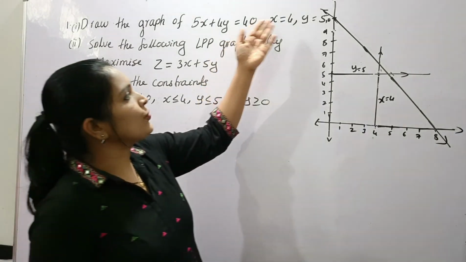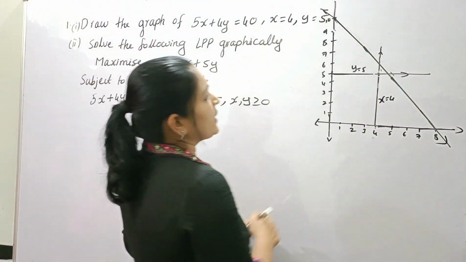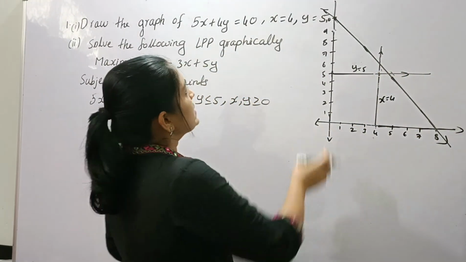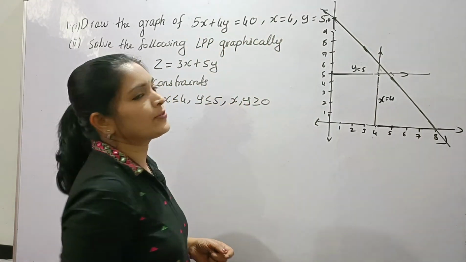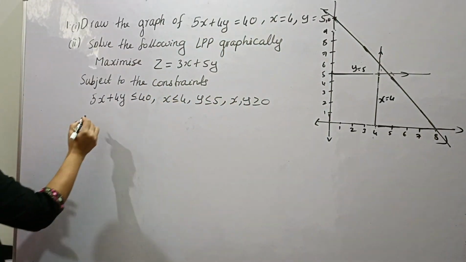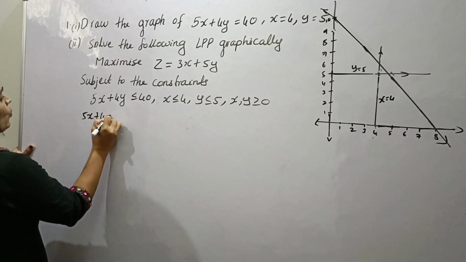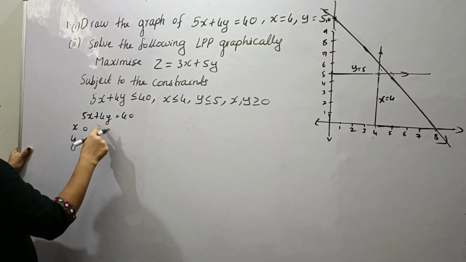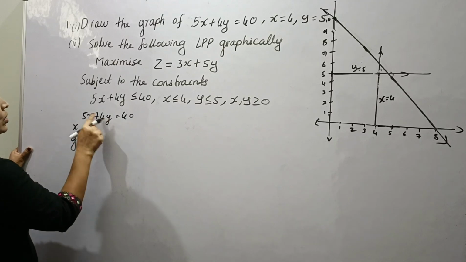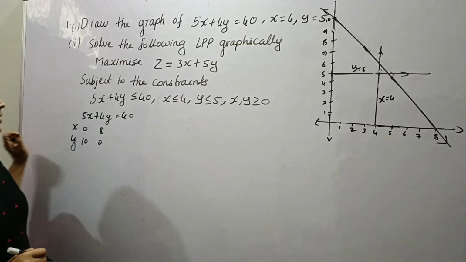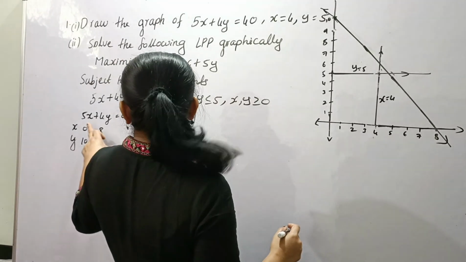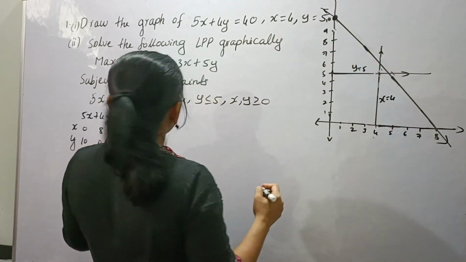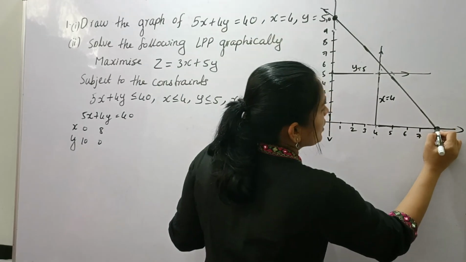So x is equal to 4 and y is equal to 5 we can draw directly. It is the line x is equal to 4 and it is the line y is equal to 5. Next we have to draw the straight line 5x plus 4y is equal to 40. When x is equal to 0, y is equal to 10. When y is equal to 0, x is equal to 8. Now plot the points 0, 10 and 8, 0.